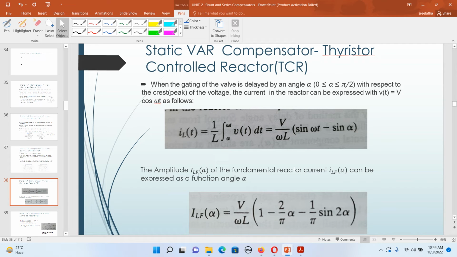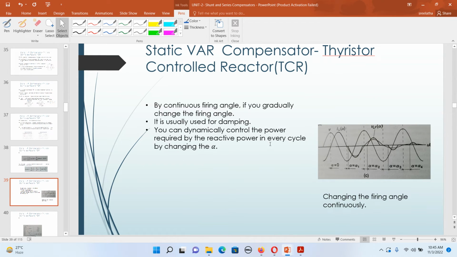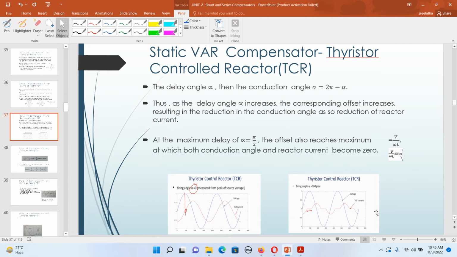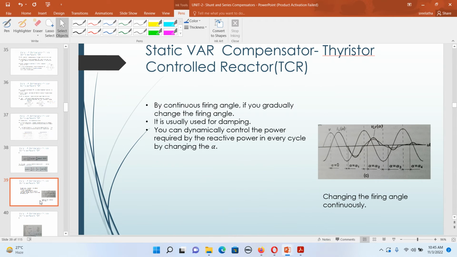The amplitude I_LF at alpha, the fundamental reactive component of the current, can be expressed. So when you use the Fourier series and try to find the fundamental component, this is your value. I_LF alpha is given by V by omega L times (1 minus 2 by pi alpha minus 1 by pi sine 2 alpha). Okay, this is when we fixed alpha is equal to 30, when we fixed alpha is equal to 0. What if we are continuously changing the alpha value?